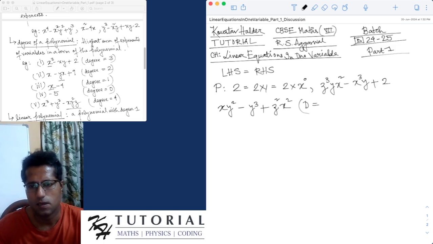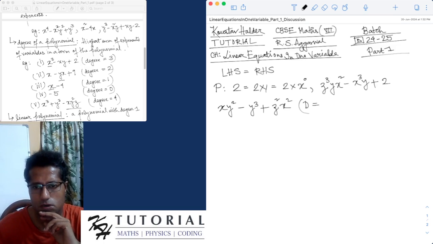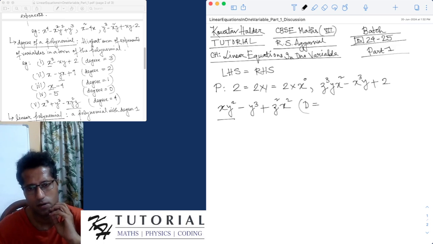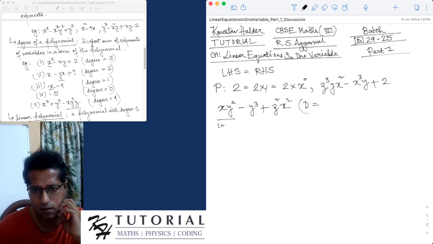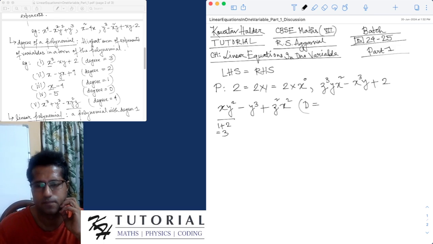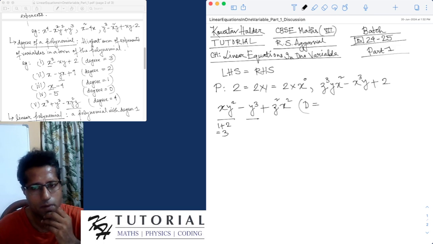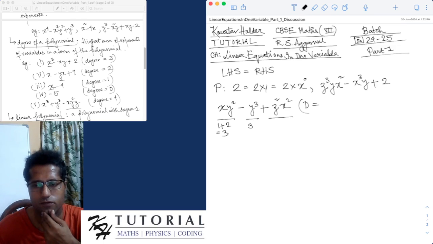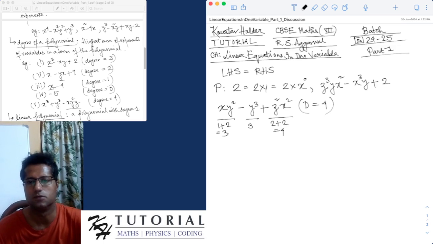The degree will be, you look at the term which has the highest sum of powers of the variables. What is the sum of the powers of the variables in the first term? It is 1 plus 2 equals 3. What is the sum of the powers of the variables in this term, minus y cube? It is 3. And what is the sum of the powers of the variables in this term, z square x square? It is 2 plus 2 equals 4. Hence the degree is 4. The maximum sum of powers, the degree is 4.